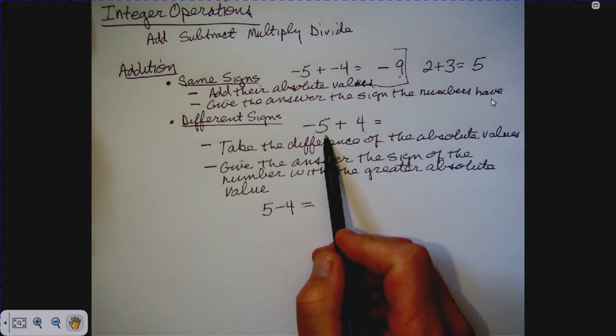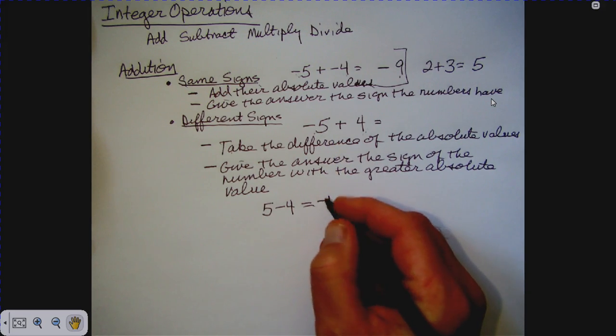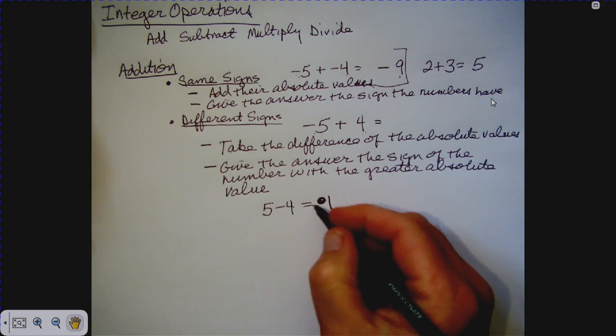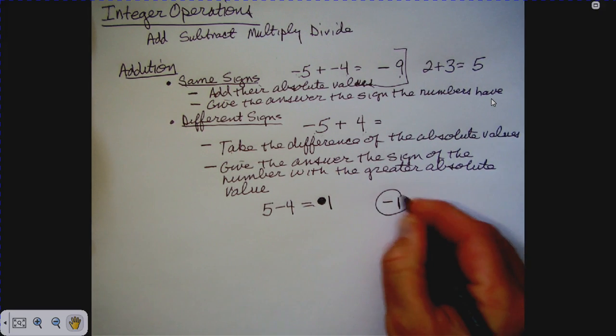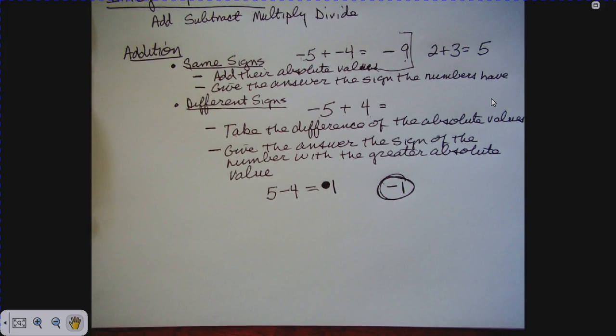And the answer is 5. And 5 has a negative sign, so I give it a negative. Actually, I shouldn't put it there because 5 minus 4 is not negative 1. Our answer to our whole problem here, though, is negative 1. Okay? So that means nothing there. Okay, so that's different signs.